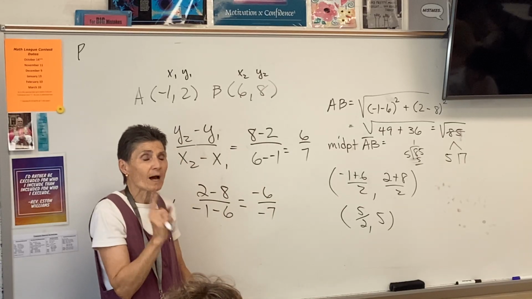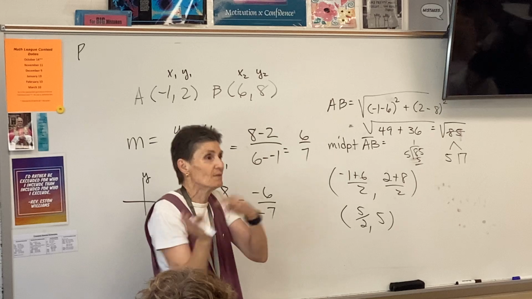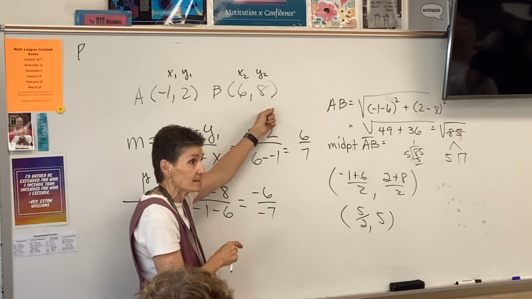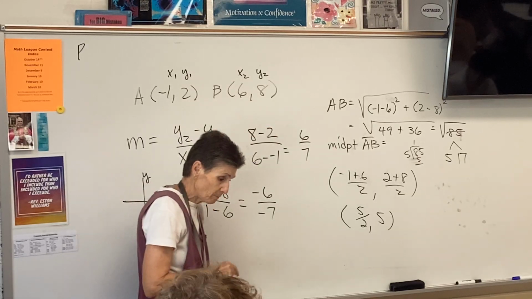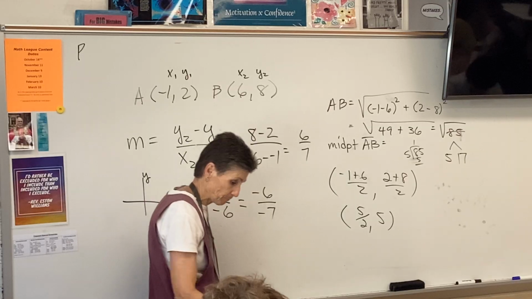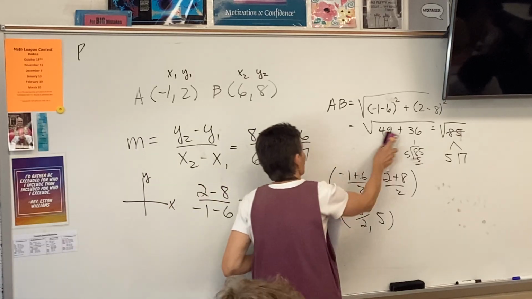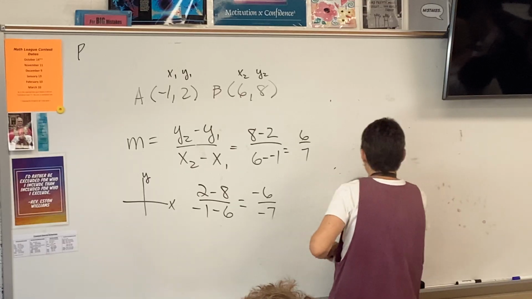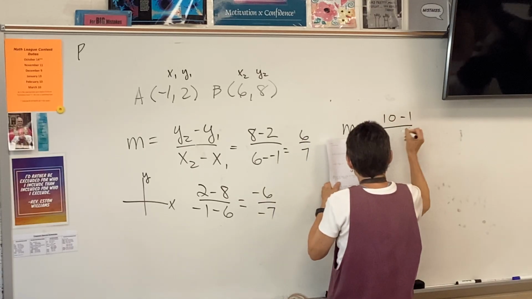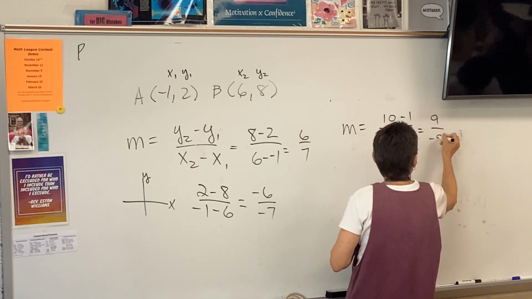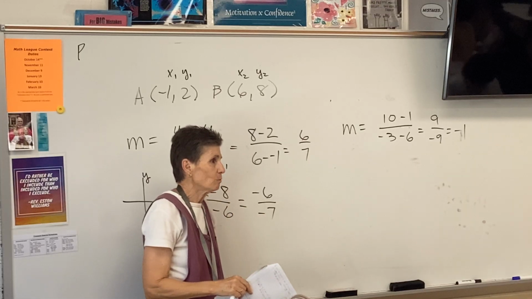So the only thing you have to remember is, it doesn't matter which way you subtract, but you have to subtract both letters the same way. So if you do 2 minus 8, you have to do negative 1 minus 6. Okay? Alright. Now you do the next one. Find the slope of the line. I got negative 1. Good. We all got negative 1.